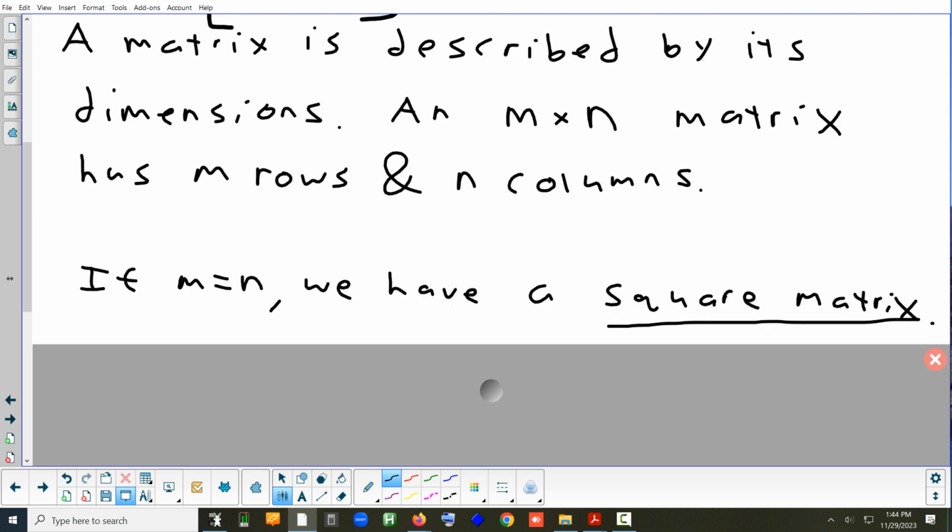If the number of rows and columns are equal, okay, that is called a square matrix. So a square matrix is when the number of rows is equal to the number of columns.